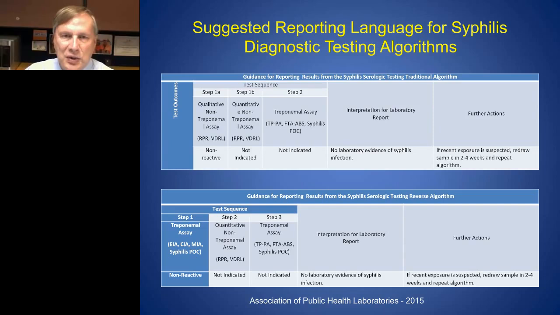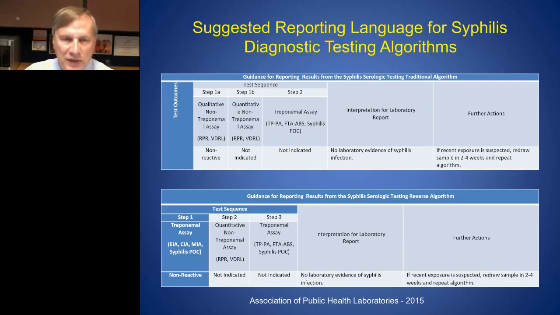We've got the non-treponemal, or the traditional algorithm, at the top. And in that, if you look at step 1A, you'll see the RPR, and in this particular case, it's non-reactive. So a follow-up treponemal assay would not be indicated. And what would be the interpretation for the laboratory report? What further actions might you want to take? Now, this sheet, again, is just the top.